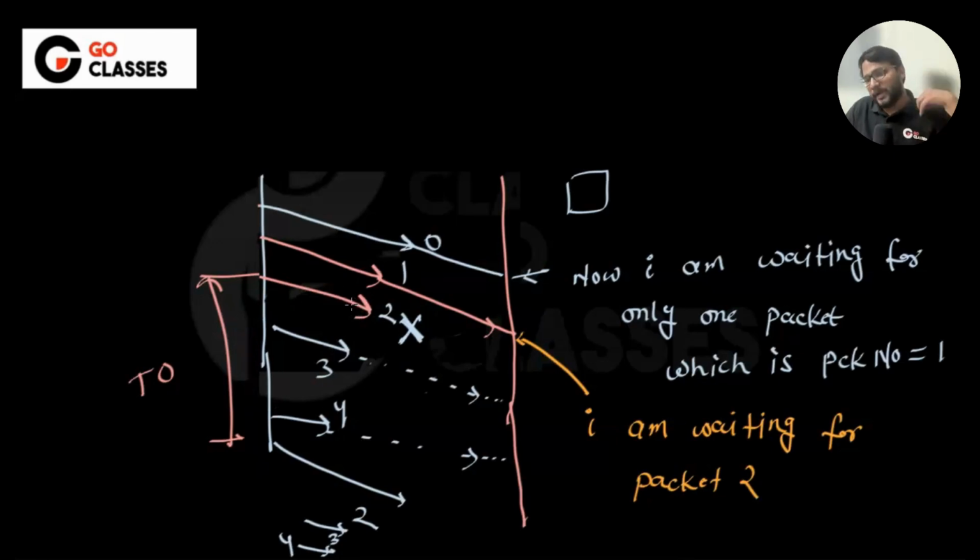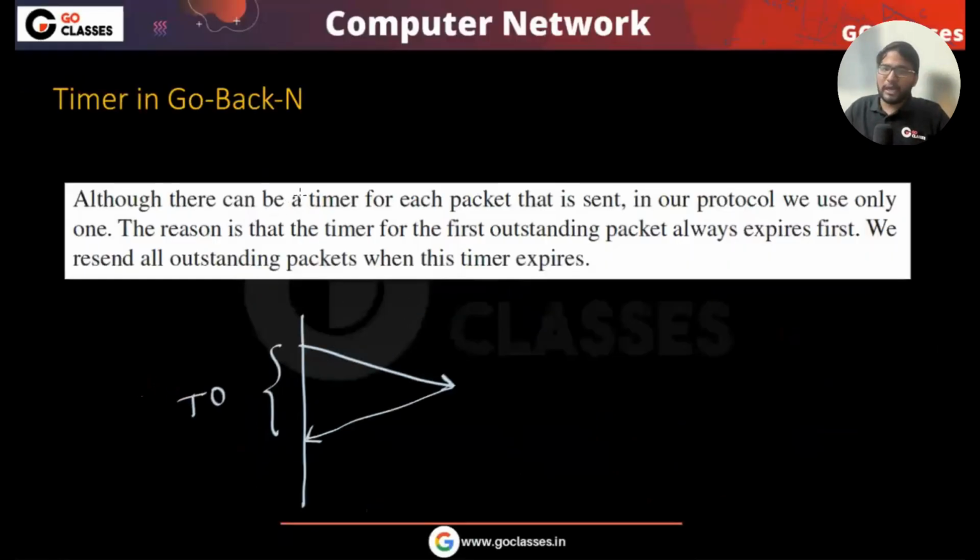Okay. For the leftmost packet, you will get to understand the reason why. This screenshot I have taken from Forouzan. Let's just read it out, and then we will go about the working of Go-Back-N, and then you will get to understand the whole story.